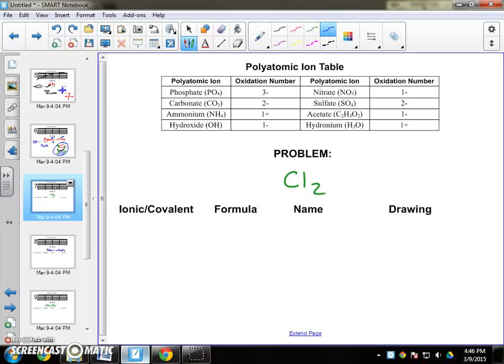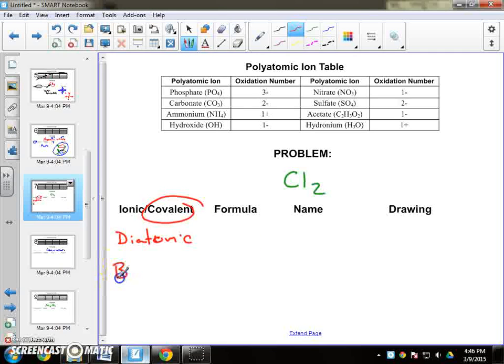Working our way down to the next one. I've got Cl2. Now this one's kind of, I hate to say, a little tricky. We've got a covalent bond here because, again, this is simply a nonmetal, but there is something that you should be aware of when you see chlorine. This is going to be a diatomic. And this is one of our 7 that bonds to only itself.